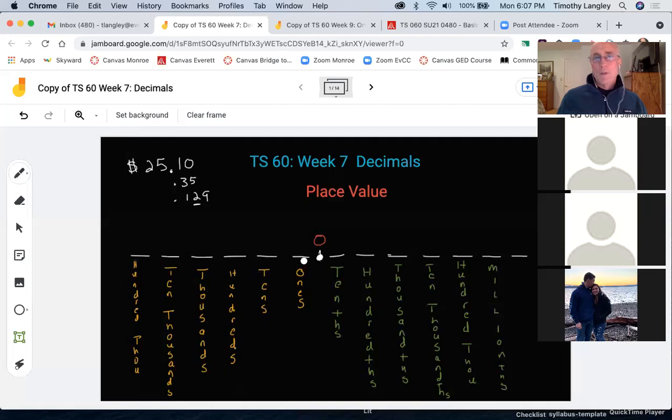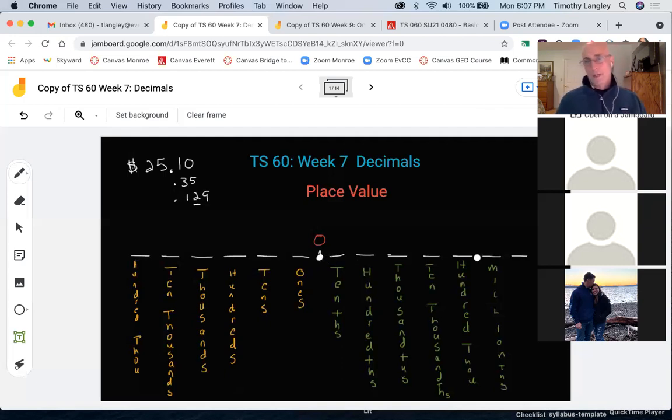In previous years, we taught students that everything to the left of the decimal point goes ones, tens, hundreds, thousands, ten thousands, hundred thousands, millions, ten millions, hundred millions, billions, etc. It starts with the ones place and then goes to the tens. And you'll notice the spellings end in S.